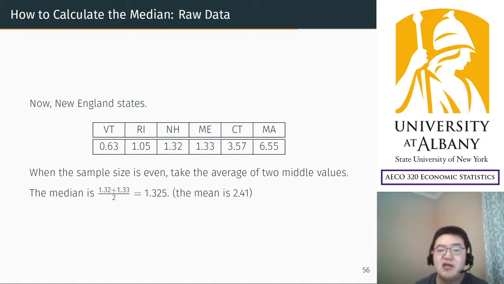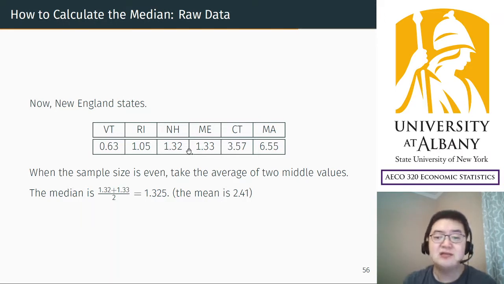Another tricky case is when you have an even number of observations. I now consider New England states, and there are 6 states: Vermont, Rhode Island, New Hampshire, Maine, Connecticut, Massachusetts. I already ordered them from the smallest to the largest. So the problem is there are six states, so the middle is here. You have to cut the sample at this point. Then what is the number here?